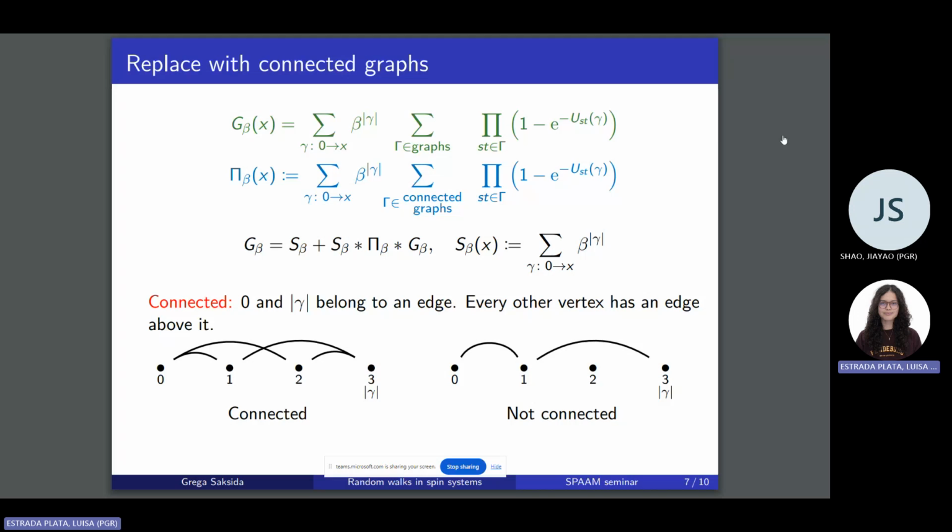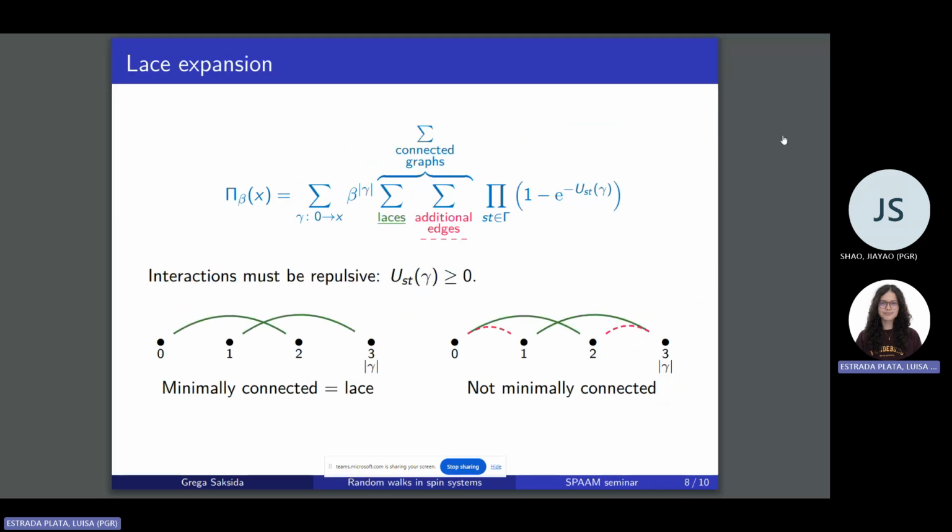Now, how do we bound this pi? Well, it turns out that the sum over all connected graphs is not significantly smaller than the sum over all the graphs, because most graphs are actually connected. So we still need to somehow simplify this sum. And the main idea here is that instead of summing over all connected graphs at once, we partition our sum into a sum over minimally connected graphs, which are called in this case laces. And then we sum over all possible combinations of additional edges that we can plug into our minimally connected graph to get a connected graph.